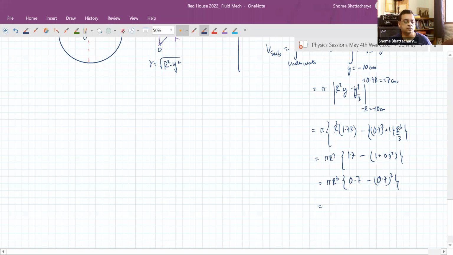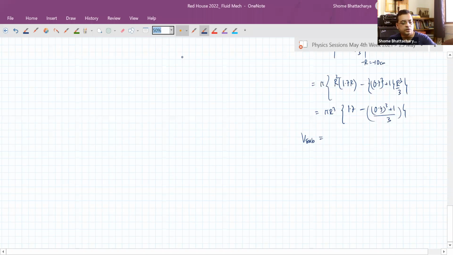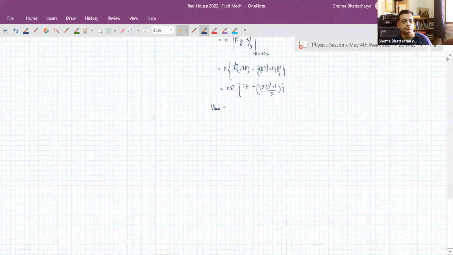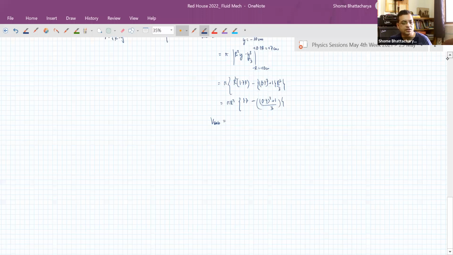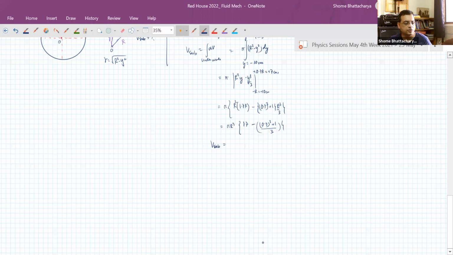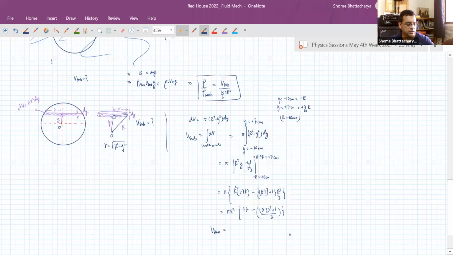Oh, sorry, there's a by 3, my mistake. So this calculation will be a little bit more complicated. So whatever this factor is going to come now, we will substitute it in the above equation of flotation, and from that we'll get the density of rubber. So this is a slightly more advanced type of question where the calculation of volume of the submerged part involves an integration application.